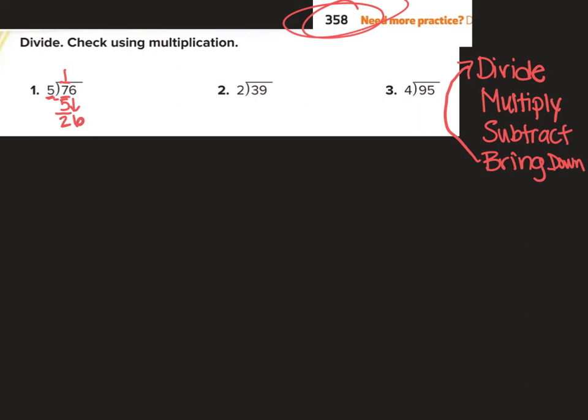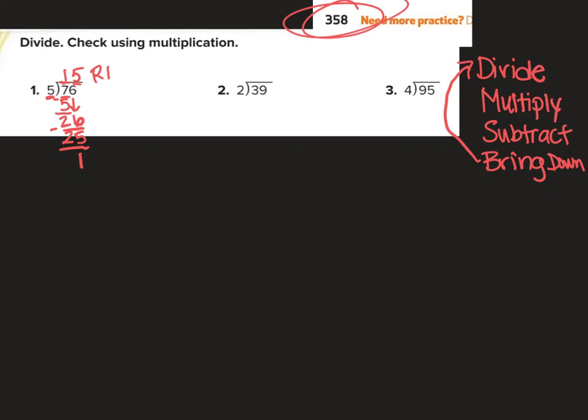And bring it on back up top to divide. 26 divided by 5 is 5. Multiply. 5 times 5 is 25. And subtract. There's nothing else to bring down, so my remainder is 1. Now it tells me to check using multiplication.